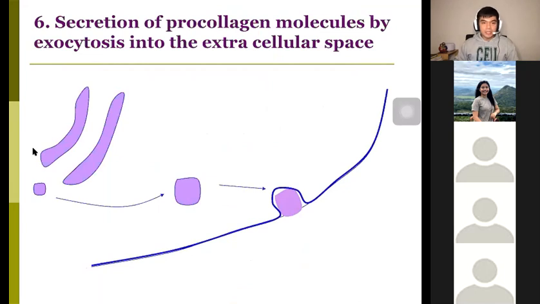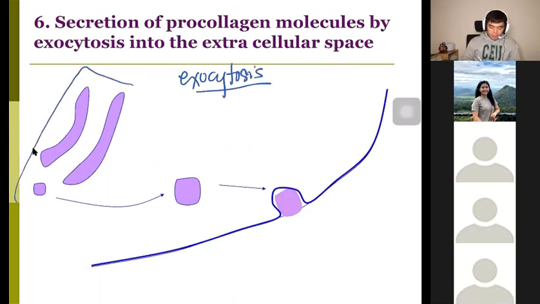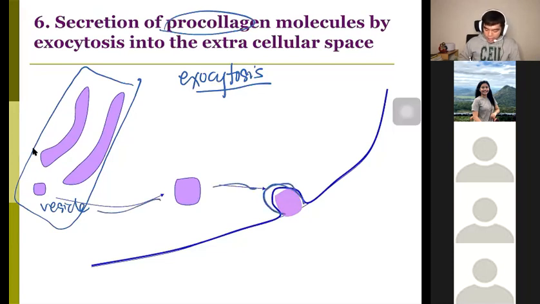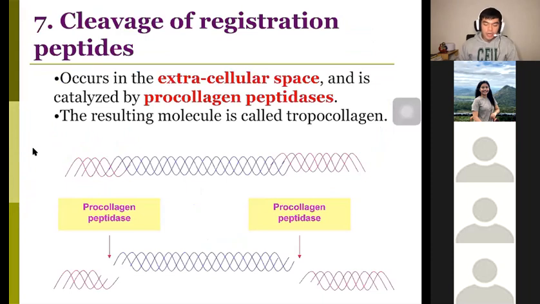Ang step 6, it involves exocytosis. Okay, exocytosis. So when we say exocytosis, halimbawa Golgi apparatus to, ang tendency is ipapak through vesicle ang pro-collagen. Okay, ipapak sa vesicle ang pro-collagen and then ready na siyang ilabas through exocytosis. Kaya nakalabas na siya. So at the end of step 6, we can tell that pro-collagen immature pa to. Pro-collagen is found in the extracellular matrix.